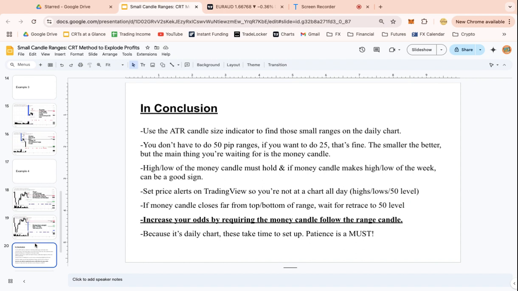All right, so because it's a daily chart, these setups will take time, so you've got to be patient. This isn't for scalpers. If you're a scalper, you need to watch the video about scalping. Okay, this is more so for day traders and swing traders.